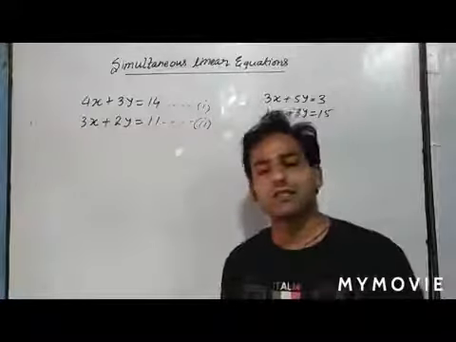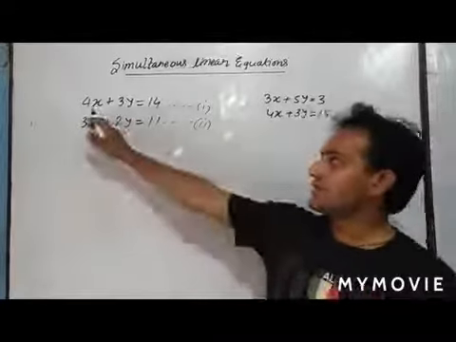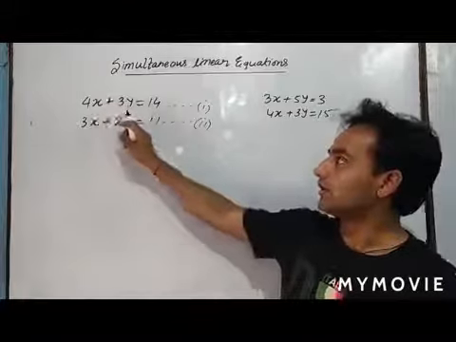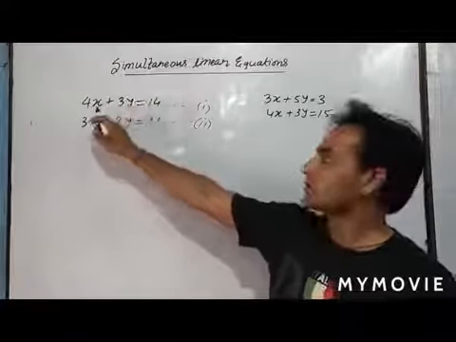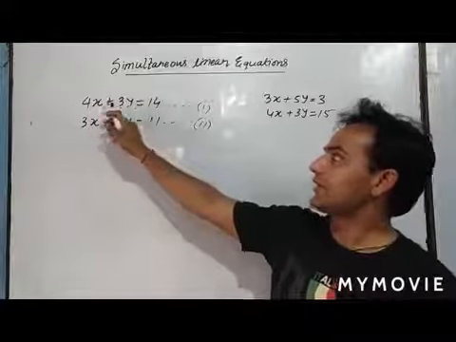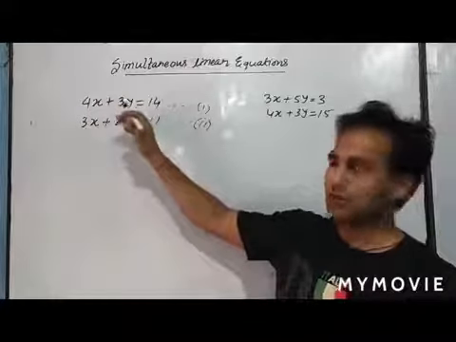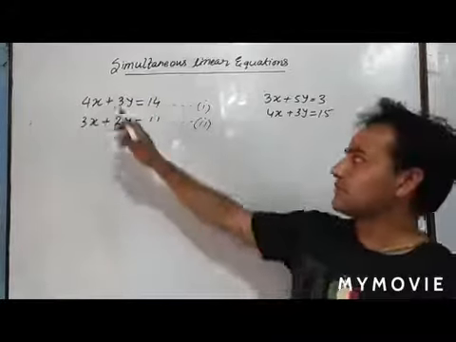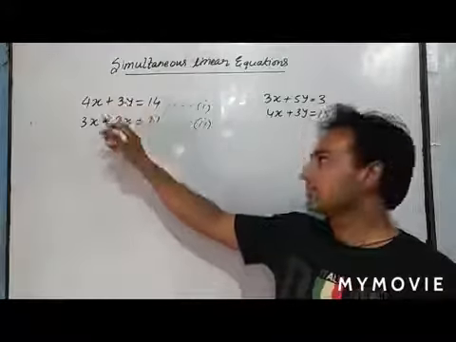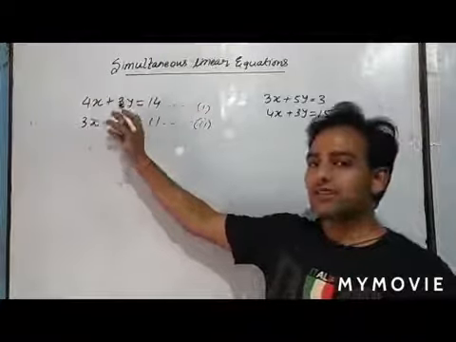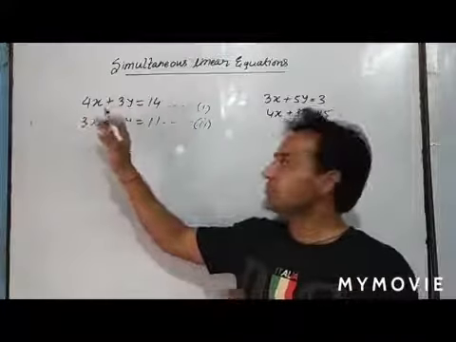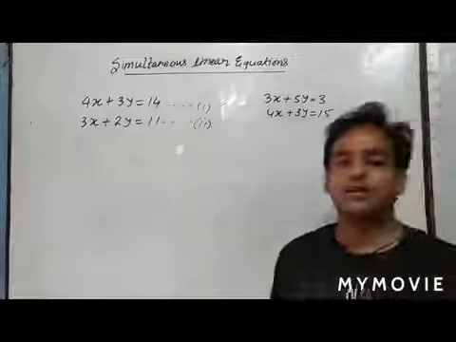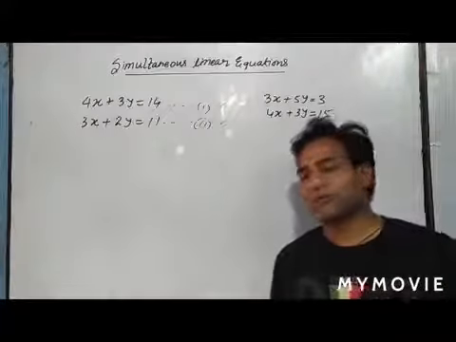Why is this called simultaneous? See, in this equation 4x plus 3y is equal to 14, the power of x is 1, the power of y is 1. So all the variables' powers are the same, 1 and 1. And why is this called linear? Because the power is 1. So the maximum power is 1, so it is a linear equation. And why simultaneous? Because all the variables are varying or having the same power. So now we have to solve these two equations and get the values of x and y.